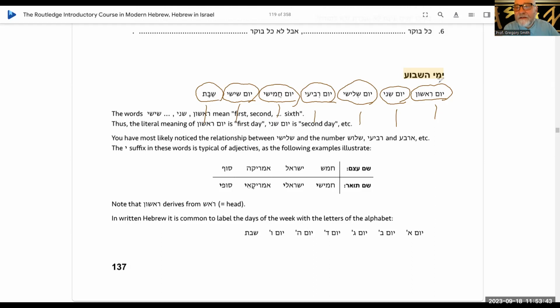So this Yemei HaShavua means this is actually an abbreviation for Yamim. And so it's an abbreviation, so it's like Yemei HaShavua. This would be like the days of the week. That's what that would be.